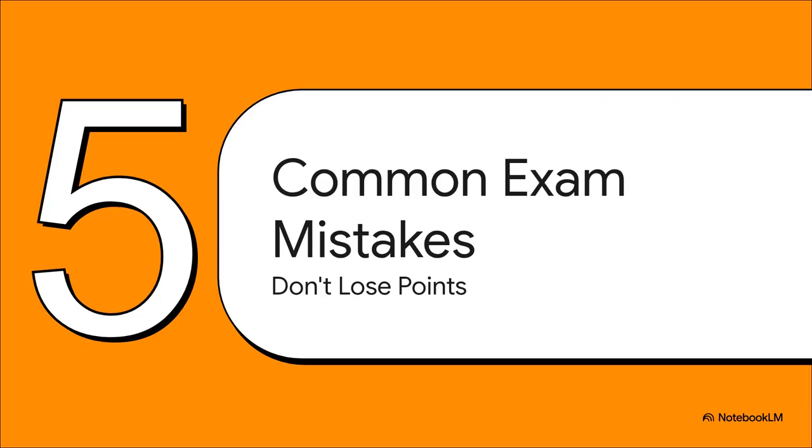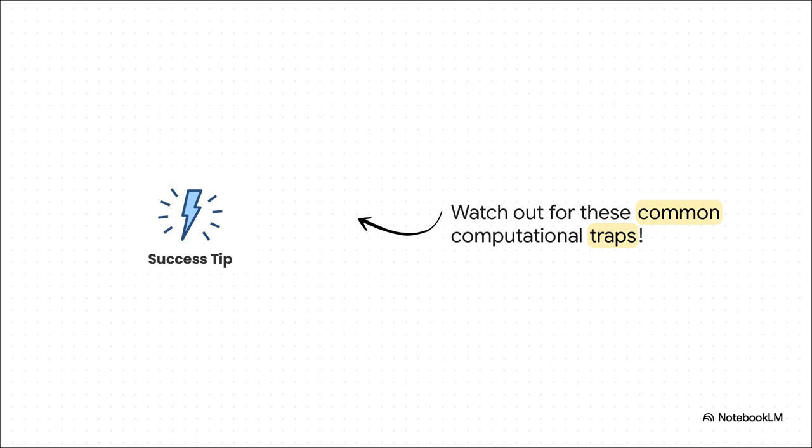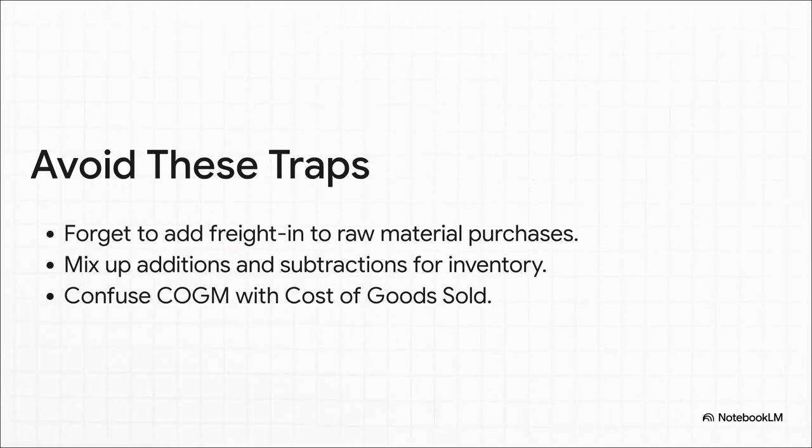Section 5, common exam mistakes. So where do candidates usually hemorrhage points on the exam? Honestly, it's rarely the big picture concepts. It's almost always the tiny, easily overlooked details in the formulas that trip people up under pressure. Think of this next bit as your personal exam survival guide to protect those hard-earned points. The source material goes out of its way to emphasize being extremely meticulous with the data they give you. Here are the big 3 computational traps you need to avoid.